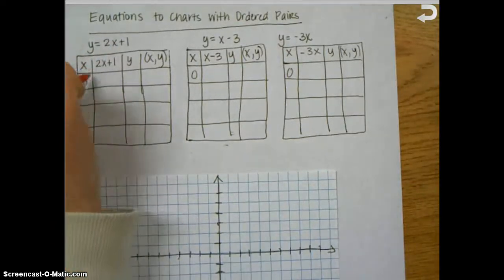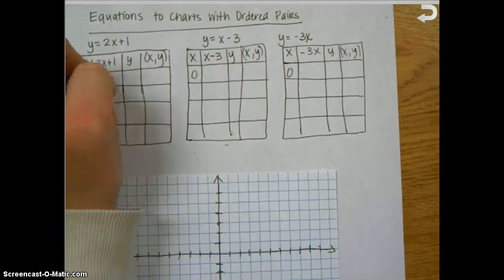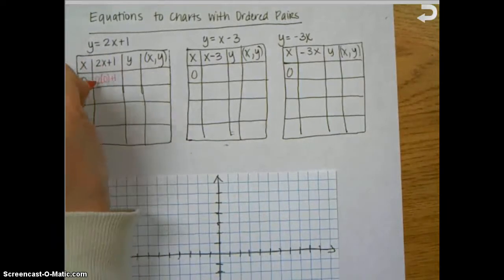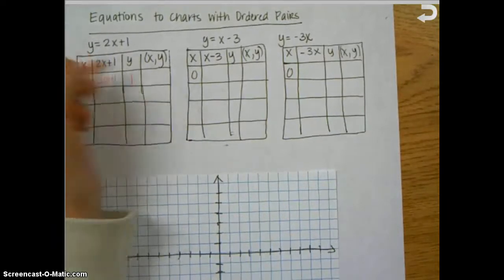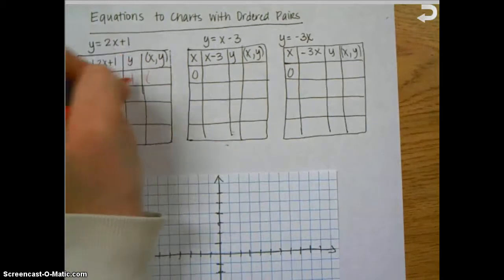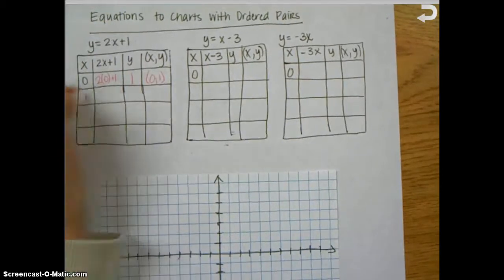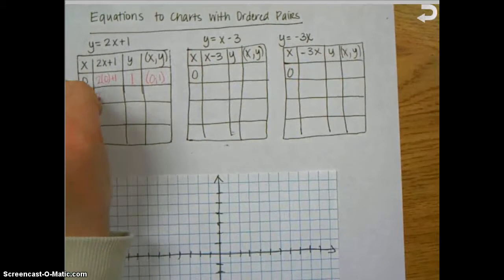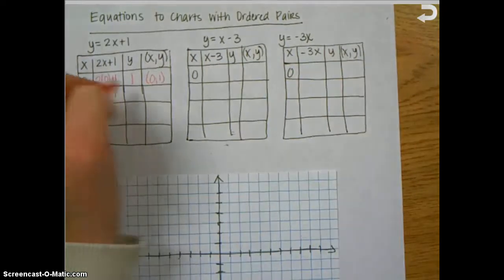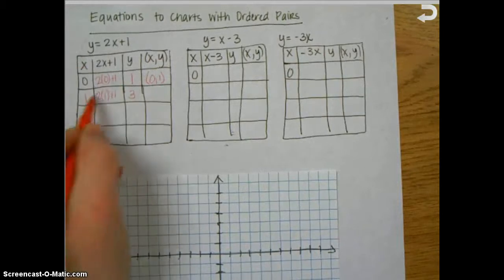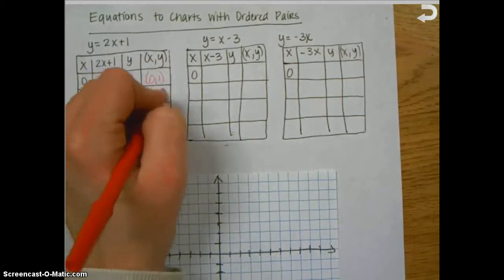So let's say if x was 0, we do 2 times 0 plus 1. 2 times 0 is 0, plus 1 would be 1. So your ordered pair would be (0, 1). Let's say we wanted x to be 1. We put a 1 in for x: 2 times 1 plus 1. 2 times 1 is 2, plus 1 would be 3. And then our ordered pair would be (1, 3).